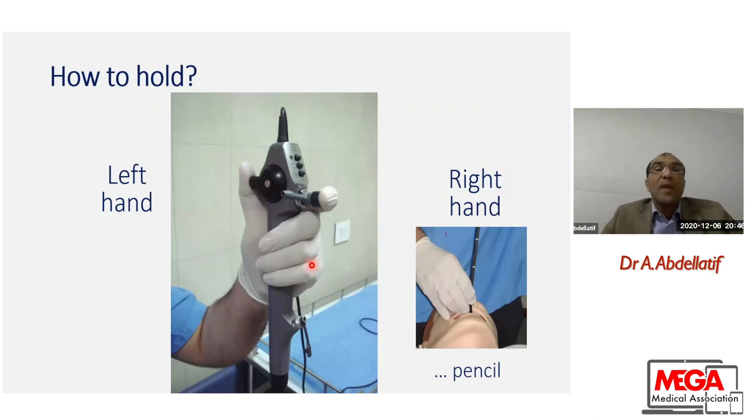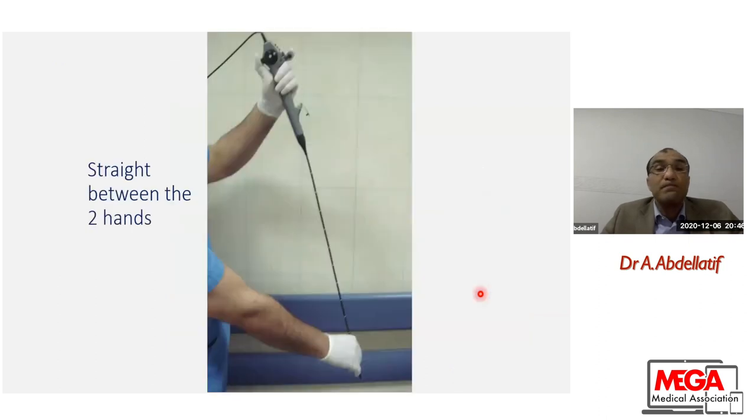How to hold the scope? The standard teaching is to hold the scope with your left hand. The three fingers on the handle, your left index on the suction port, and the thumb on the lever for flexion and deflection. And the right hand will hold the last 5 centimeters of the distal end of the shaft, like holding a pencil. This is the ideal position for holding the scope. I have to make sure also that the shaft is straight between my two hands.